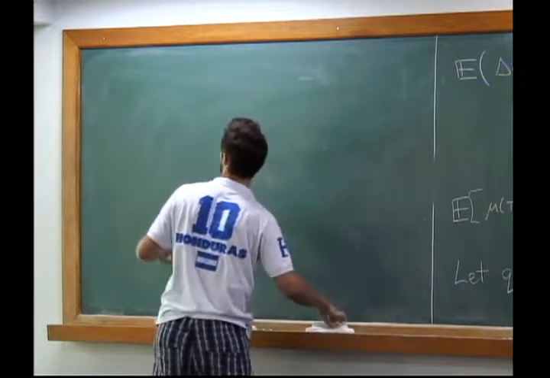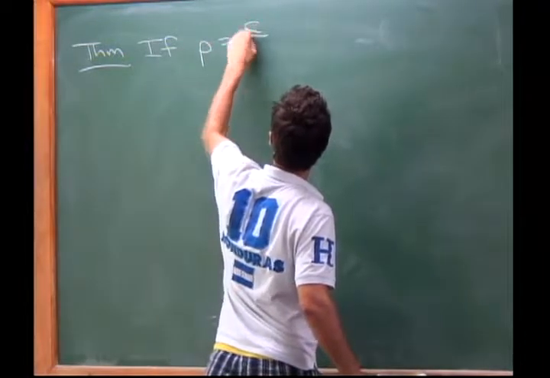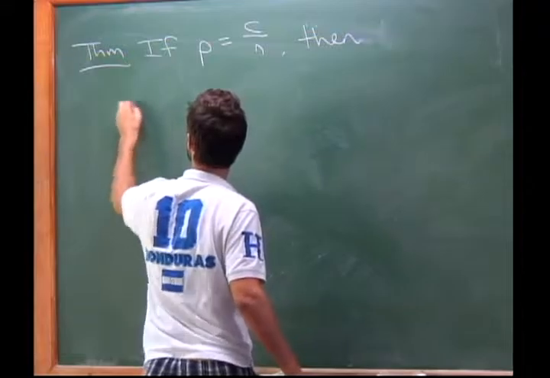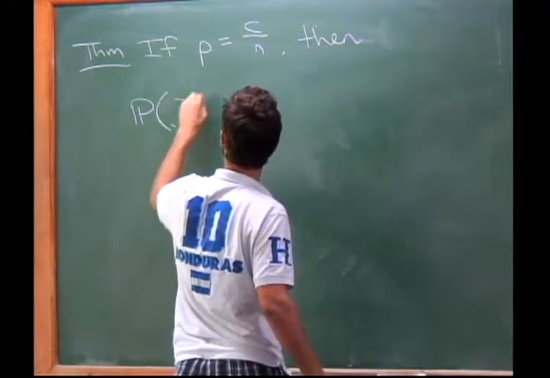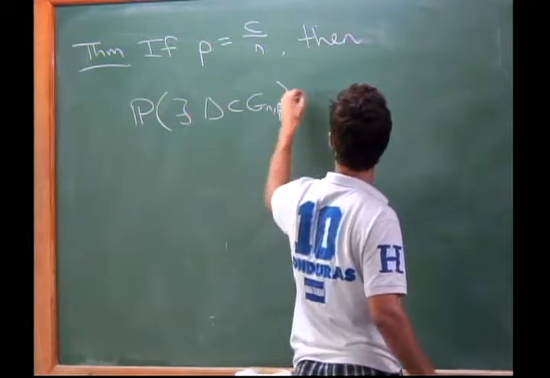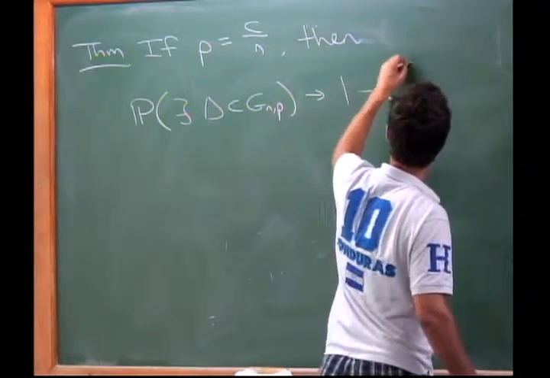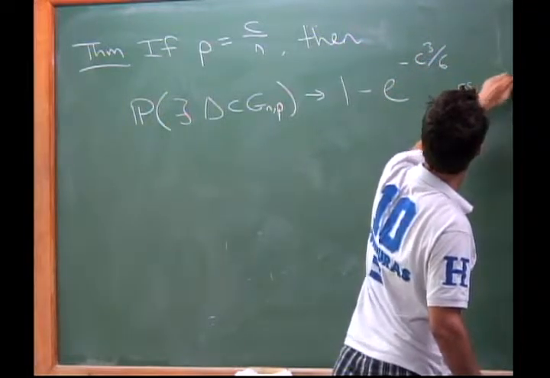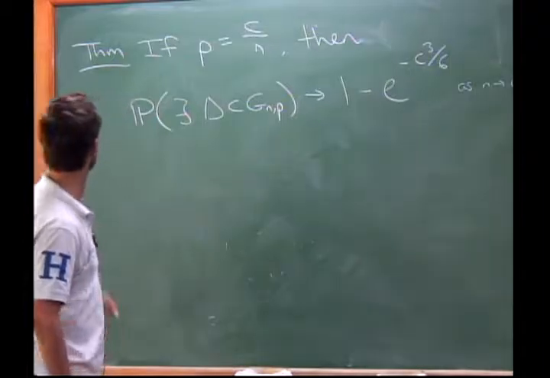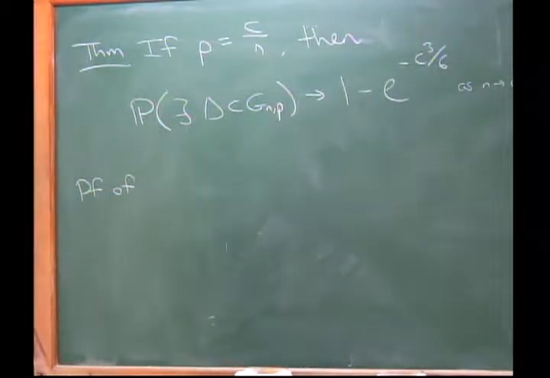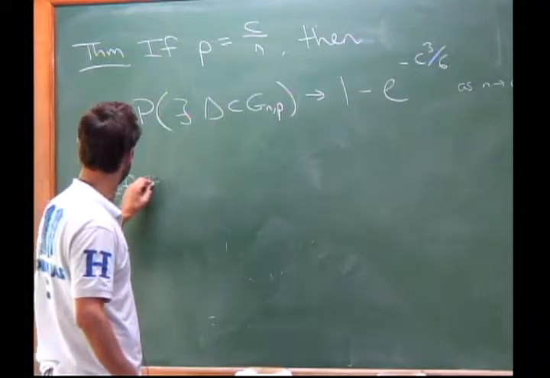So the theorem again said that if p equals c over n, then the probability that there exists a triangle in G(n,p) converges to 1 minus e to the minus c cubed over 6 as n goes to infinity. We now want to prove the lower bound, right?